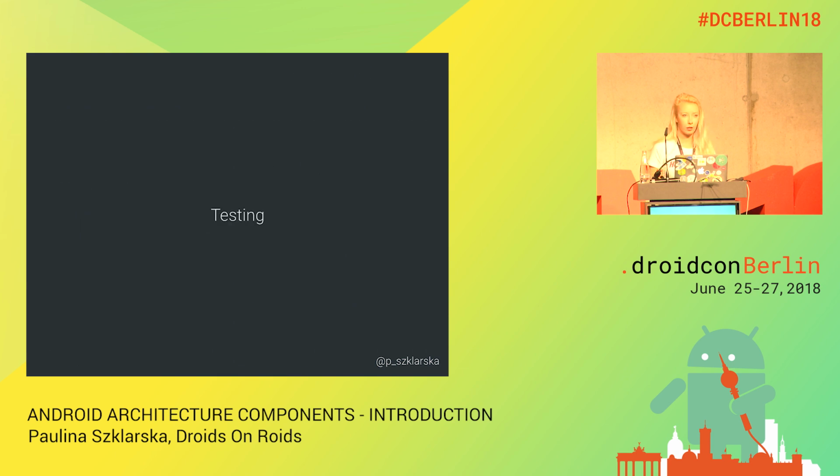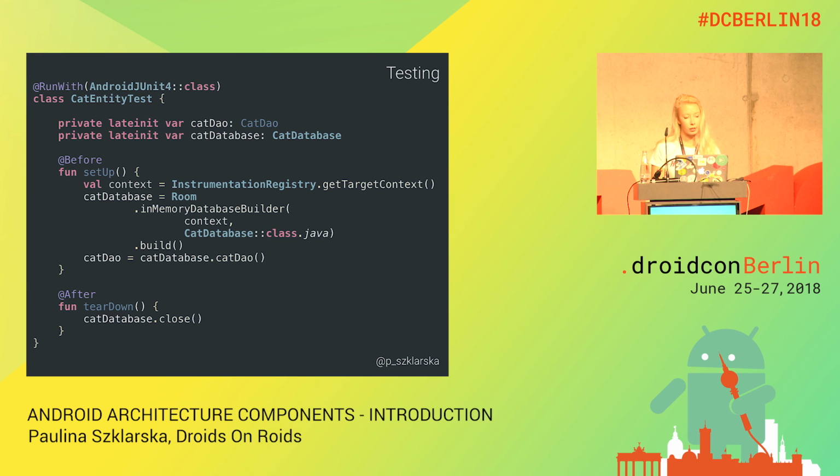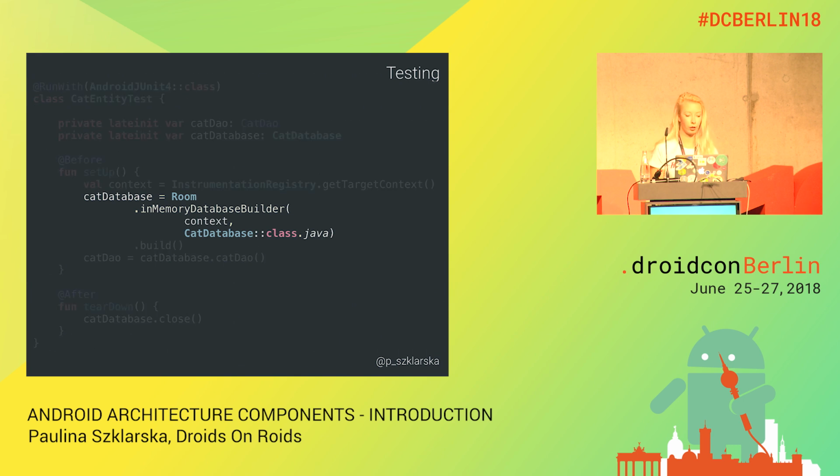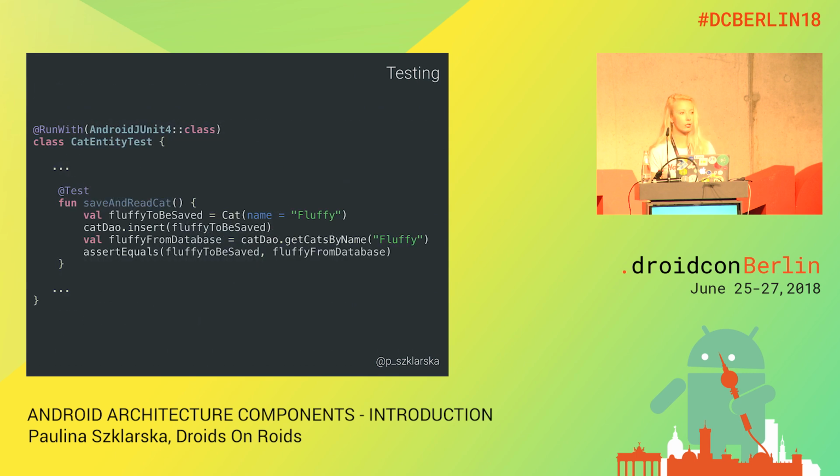Okay, so testing. How does it look? Testing is pretty easy with Room because of the in-memory database builder. Thanks to this builder, we have a database that is the same as our original production database, but it's separate, so we don't need to worry about the data in our production database. We can make some inserts, deletes, and so on, and test them. The example test can look like this: we can insert some data, then select it from the database and check if it's equal.